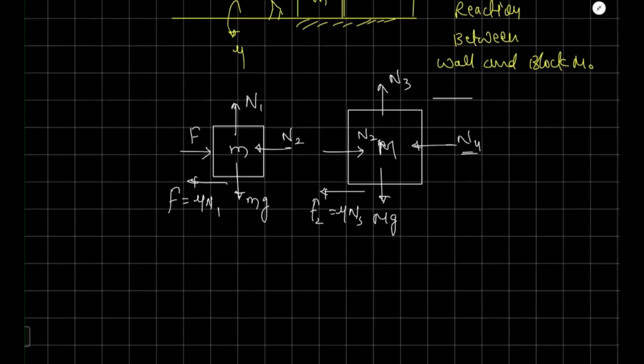So the value of F, what will you get? Mu, and the value of N1 is nothing but mg. Similarly, the value of F, let's say this one F1, is mu into N3, and the value of N3 is nothing but capital Mg.